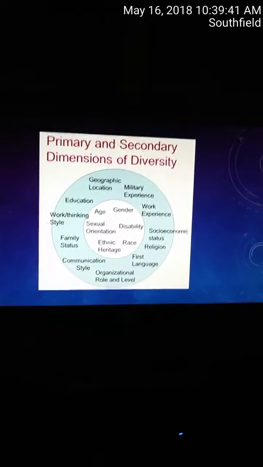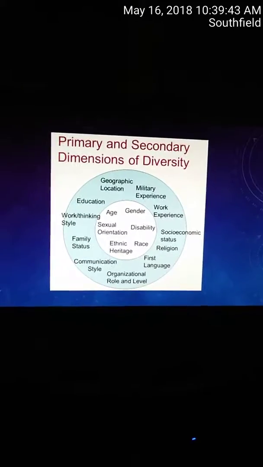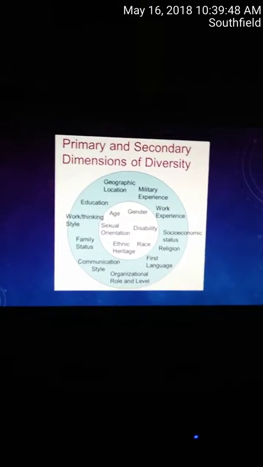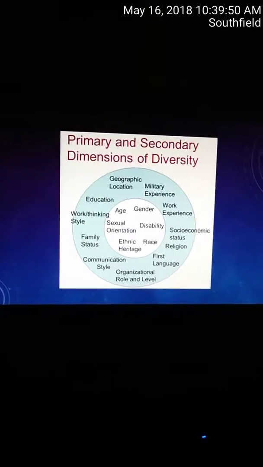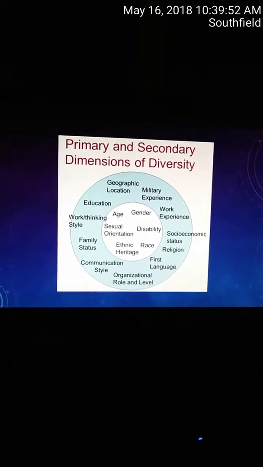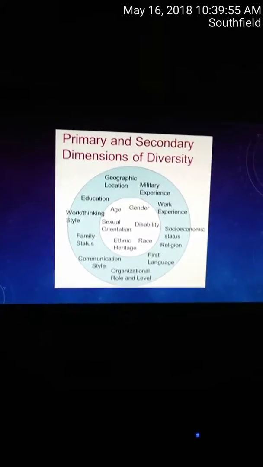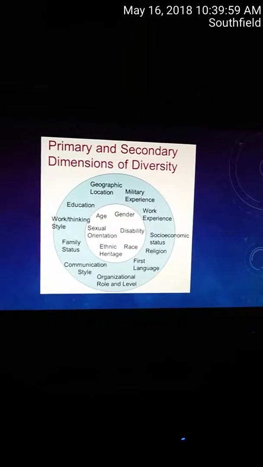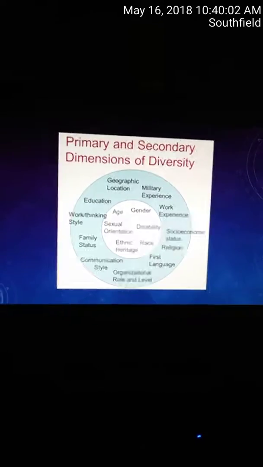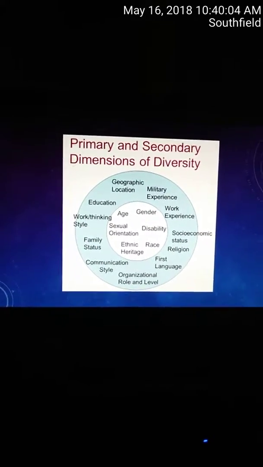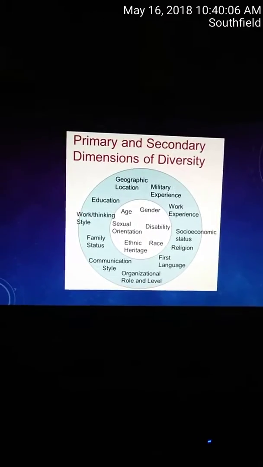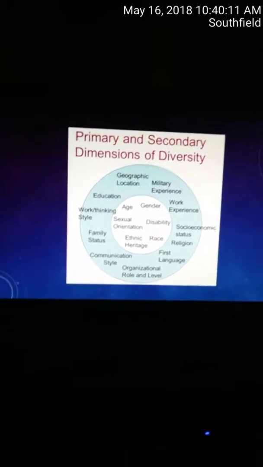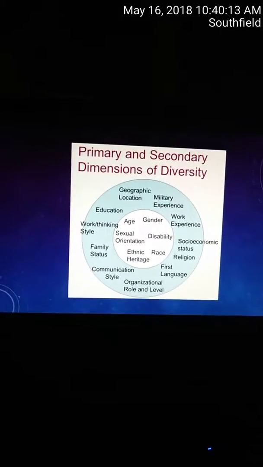Socioeconomic status. Your work experience is a form of diversity. Some people have never worked before, and working for your company and your organization is the first job they've ever had. And some people have worked their entire lives and are really familiar with your organization and what is expected. And then you have some people who are coming off of retirement, who have worked years and years, retired, and for some reason have to get back into the workforce.